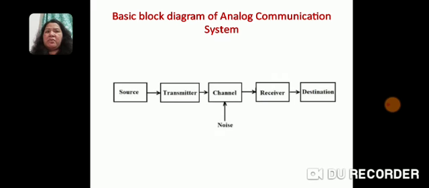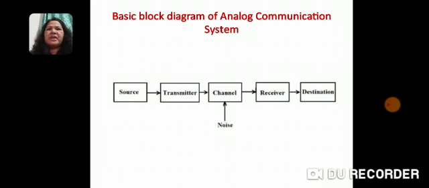Then we have another important block, that is the receiver block. The function of this receiver block is to receive the signal from the communication channel and process it again. It performs various functions which include again filtering, amplification, level shifting, coding, decoding, and further demodulation, which is the first process carried out if it is a long distance communication system. After the receiver receives it, demodulation is carried out, the information signal is extracted, and this information signal is given to the destination where it is required.